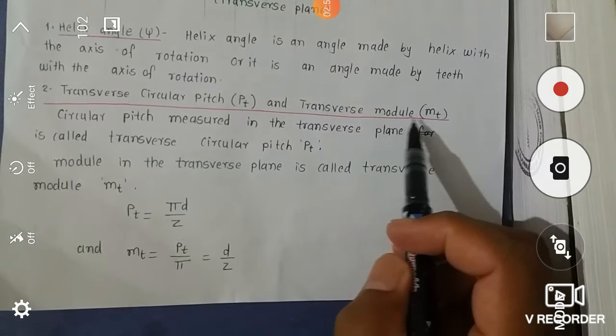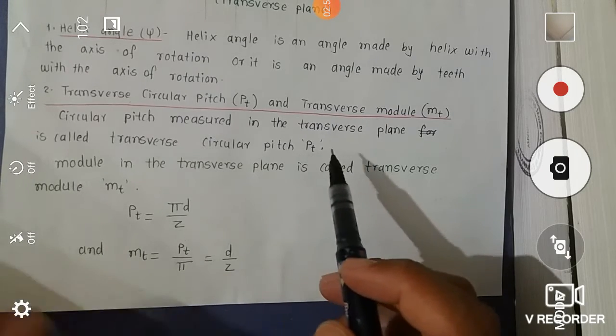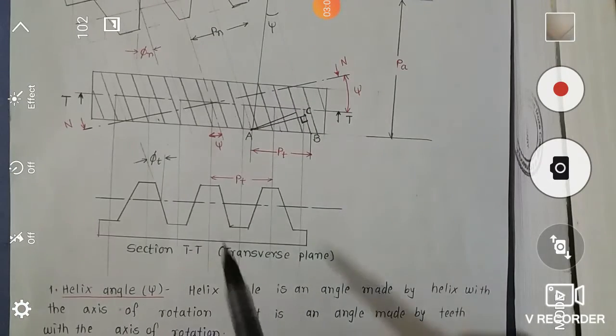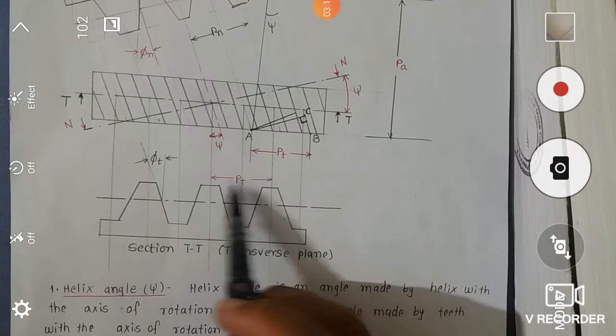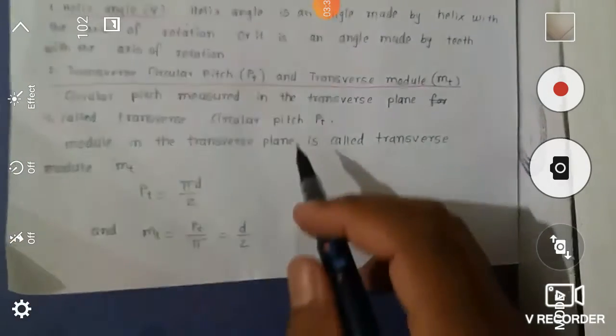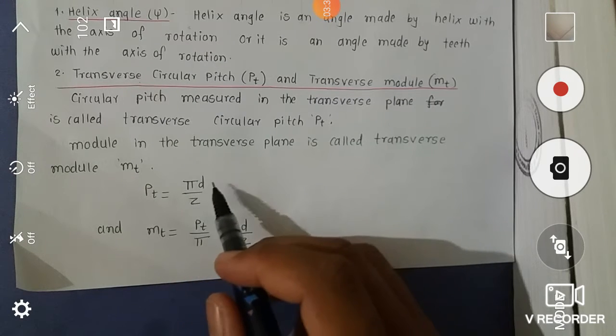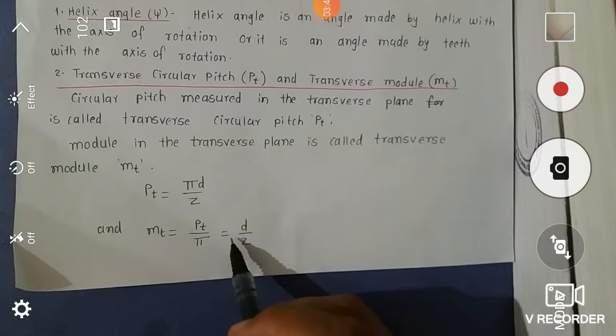Second term is transverse circular pitch, or PT, and transverse module, that is MT. Circular pitch measured in the transverse plane is called transverse circular pitch. So if we observe this diagram again, the distance between two corresponding teeth in the transverse plane is called the transverse pitch. And module in the transverse plane is called transverse module, indicated with the symbol MT. Then PT is equal to pi into pitch circle diameter D divided by number of teeth Z. Transverse module is equal to PT divided by pi, which is equal to D upon Z.